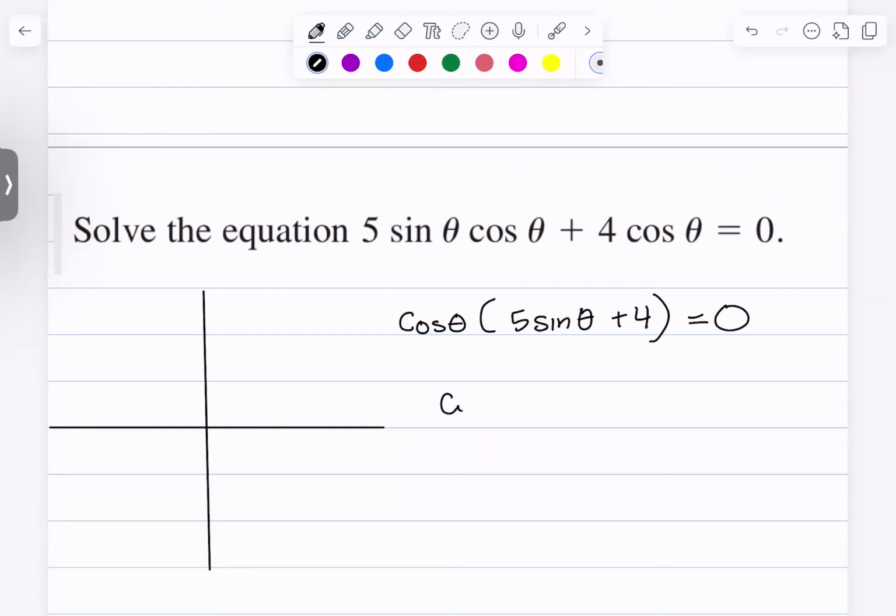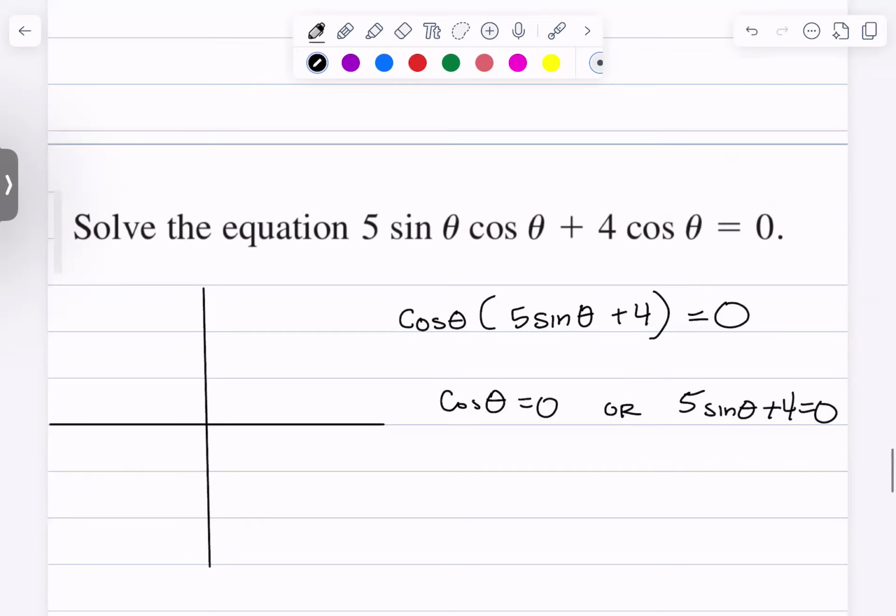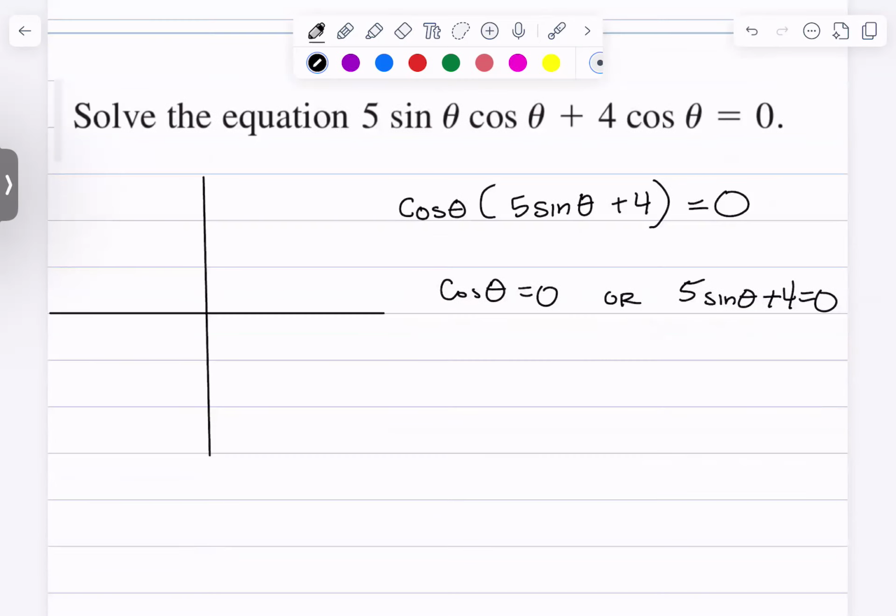So cosine of theta equals 0 or 5 sine of theta plus 4 equals 0. Solve it. When you solve this one on the right, sine of theta equals -4/5. You're going to end up with something like that, right?